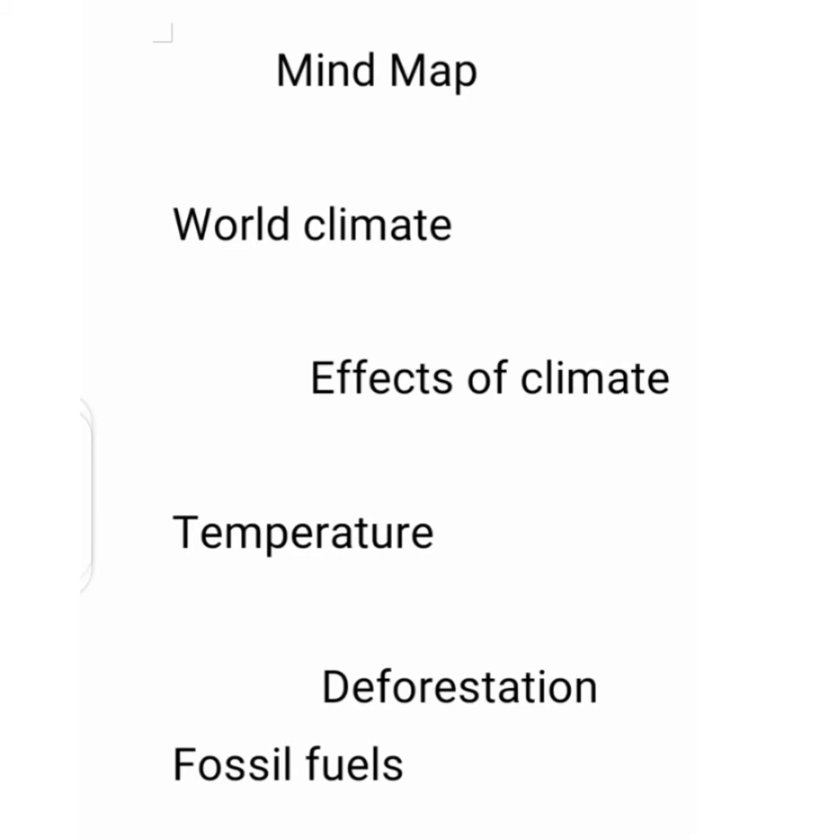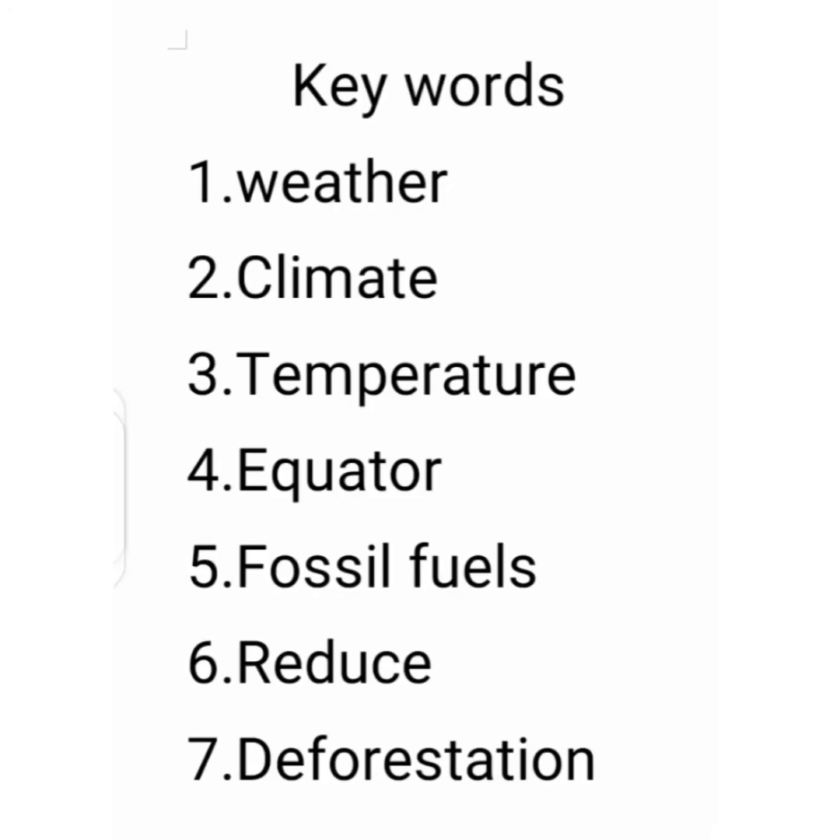At first you have to make the mind map of this chapter. So here a mind map is given to you. World climate, effects of climate, temperature, deforestation, fossil fuels. Some keywords are given to you. You have to write them on your copies.